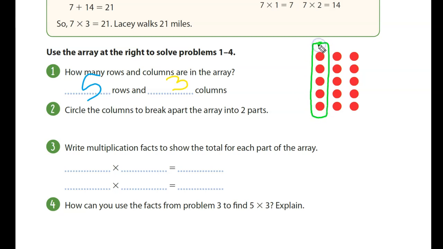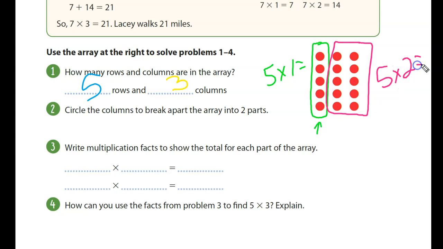Let's do this. Okay. So what would be my multiplication sentence for this one? For the green column? 5 times 1, right? Because I have 1, 2, 3, 4, 5. 5 rows. Okay. With 1 in each row. What would be my multiplication for this? 5 times 2. Okay. Again, how many rows do I have? 5. And how many in each row? 2. So it would be 5 times 2.